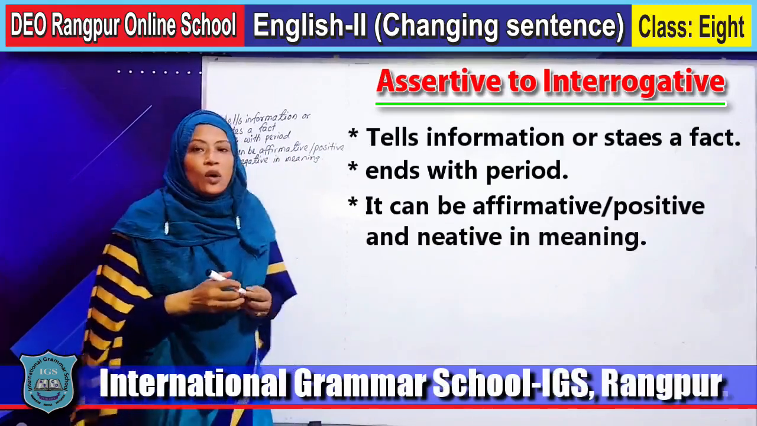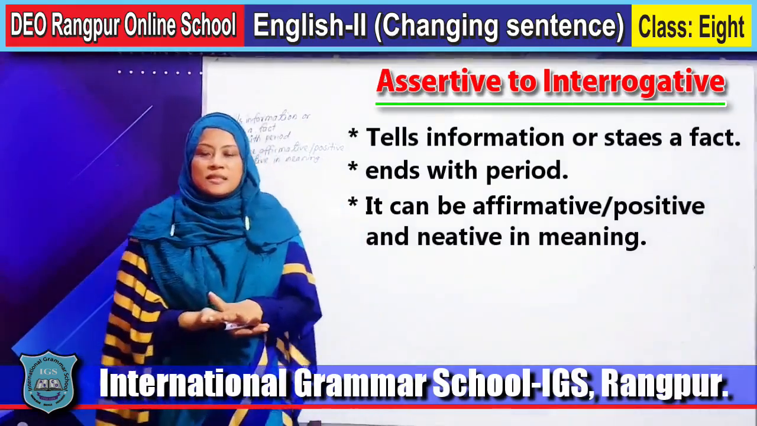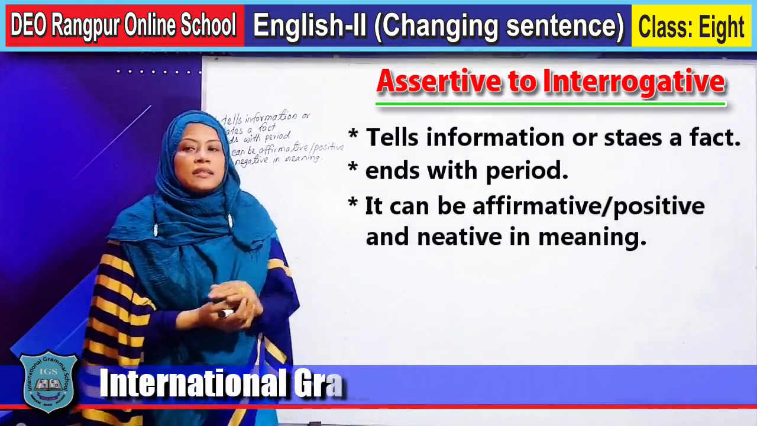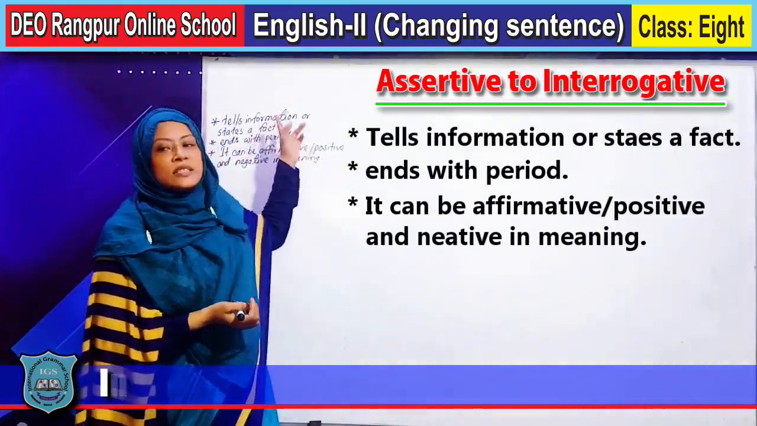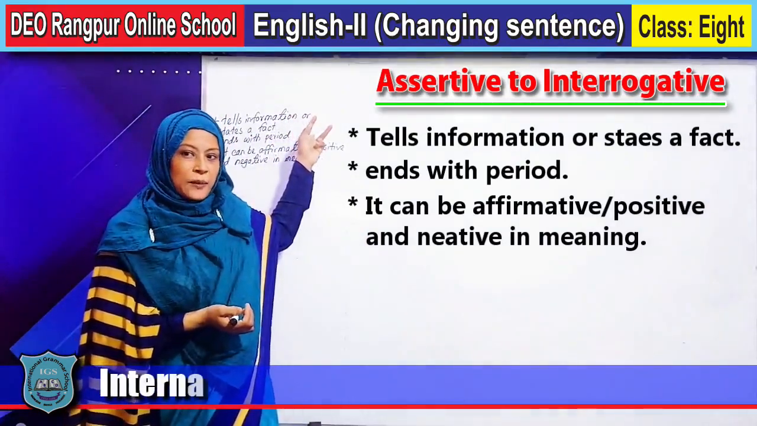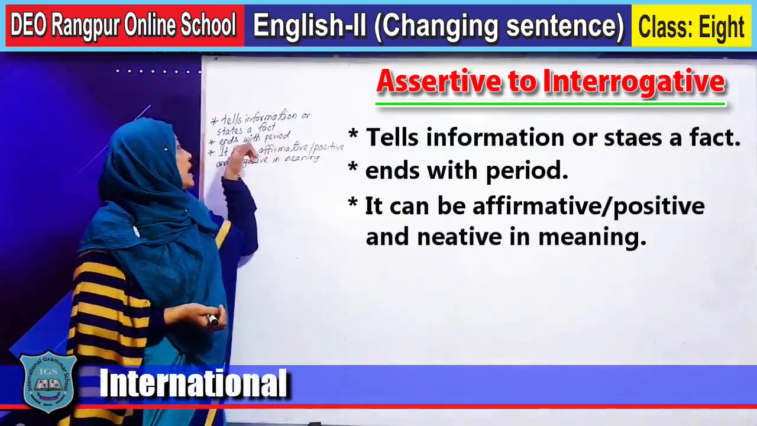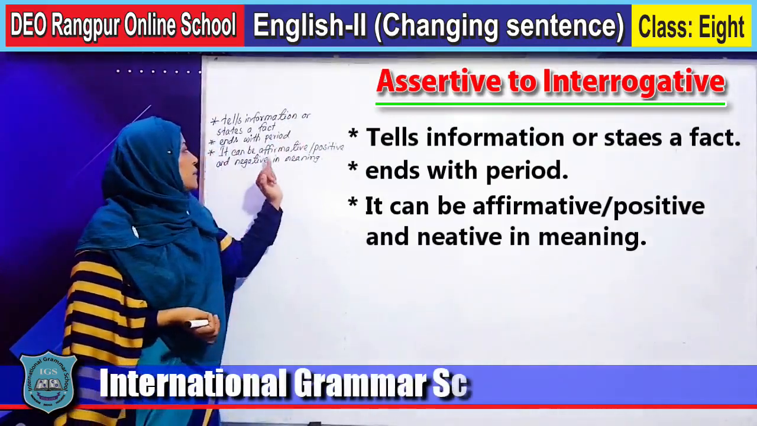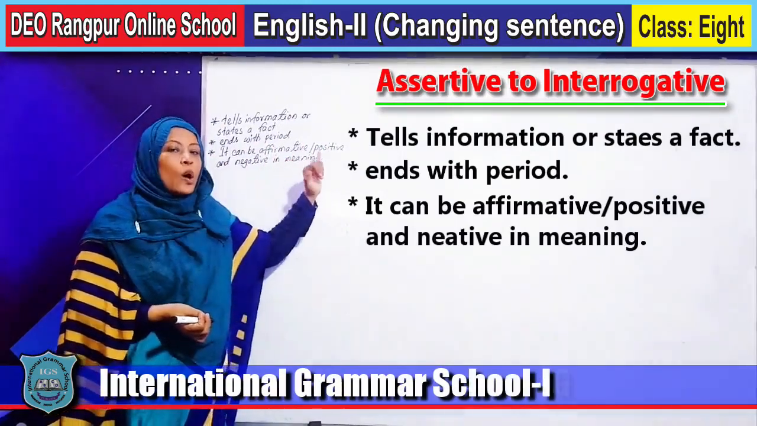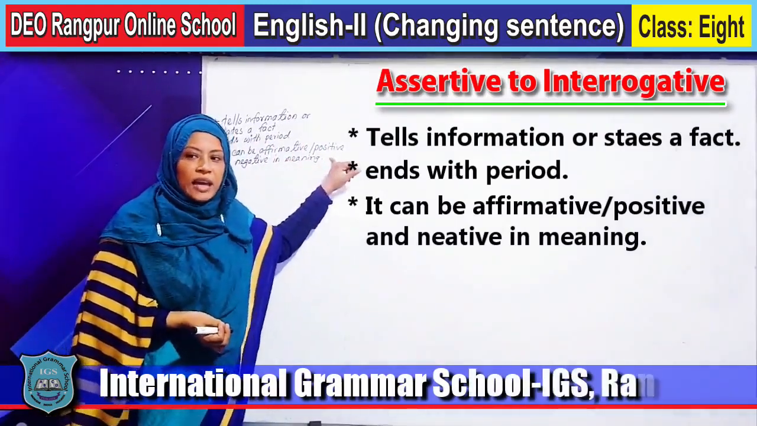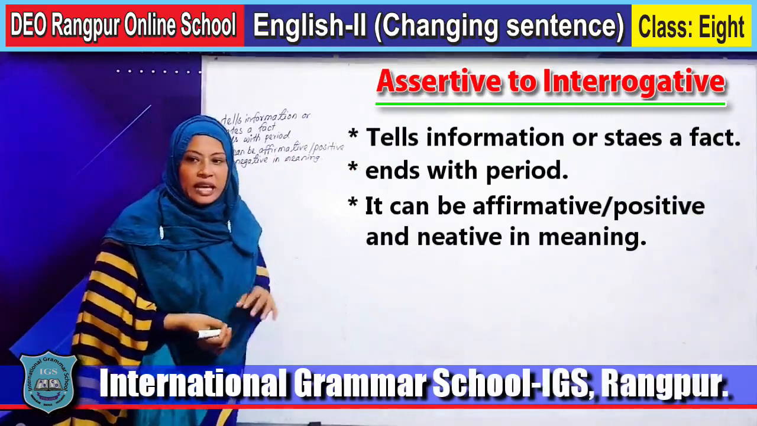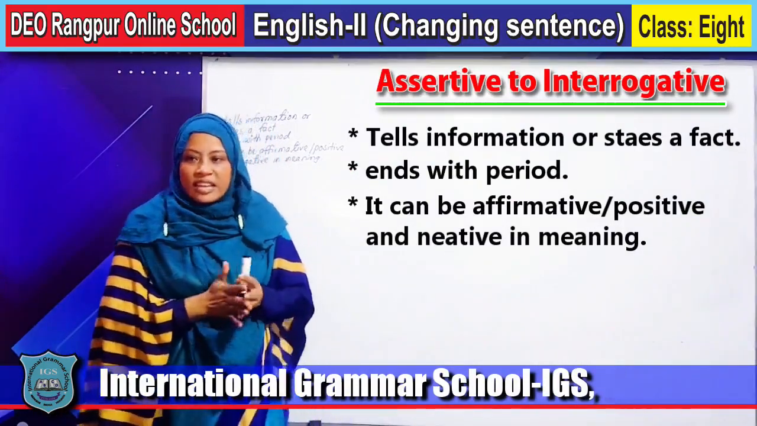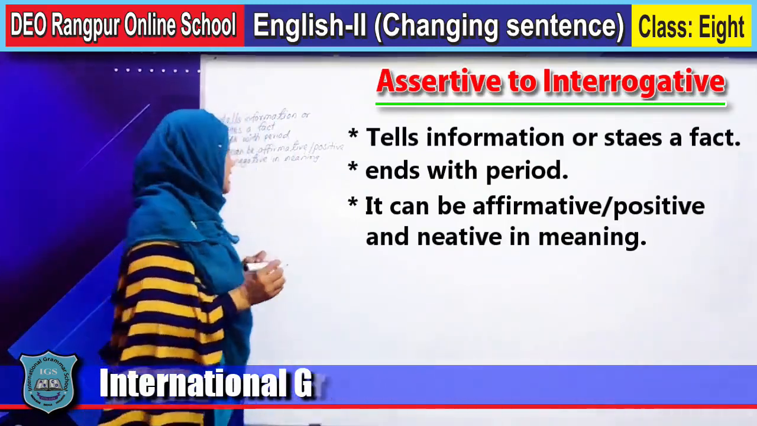I'm telling you again, what is an assertive sentence? An assertive sentence tells information or states a fact. It ends with a full stop. It can be affirmative or positive and negative in meaning. Let me give an example of an affirmative sentence.